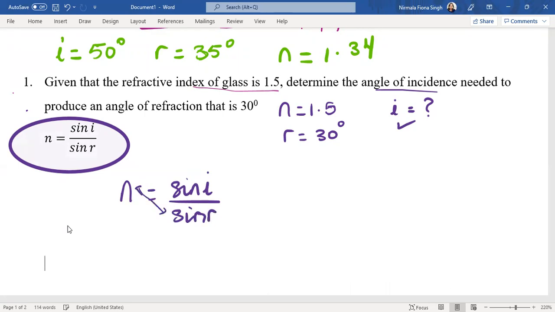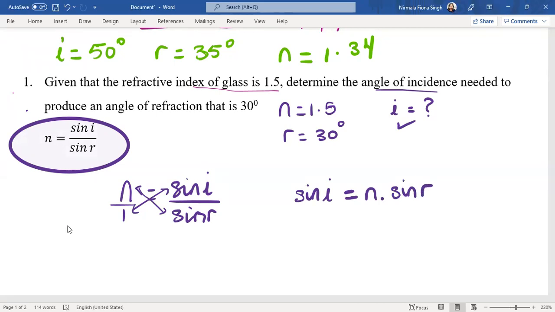You all should know how to cross multiply. Remember, every single number that exists has an invisible 1 in front of it, and an invisible 1 as a denominator. So you're going to have sine of i multiplied by 1 is equal to sine of i, and you're going to have n multiplied by sine of r. So you're just going to have n, dot indicates multiplication, sine of r.